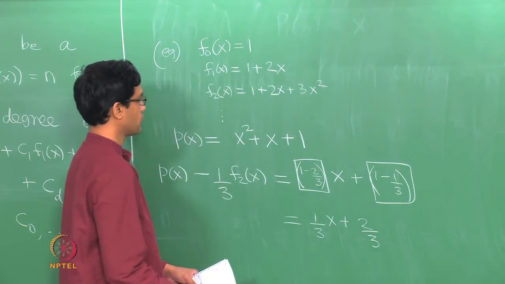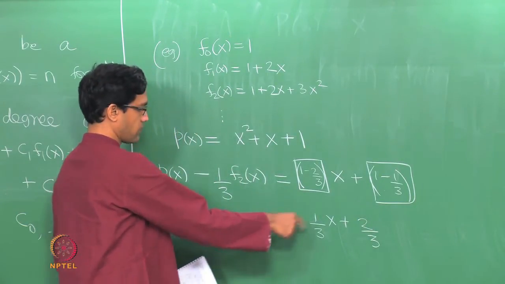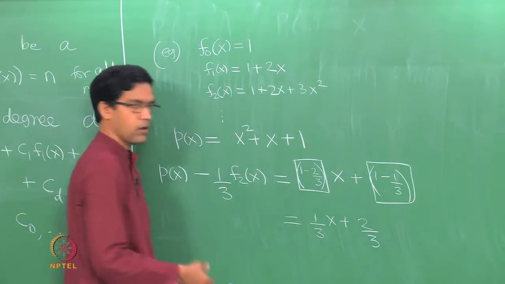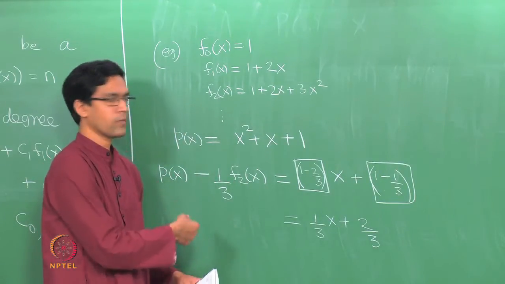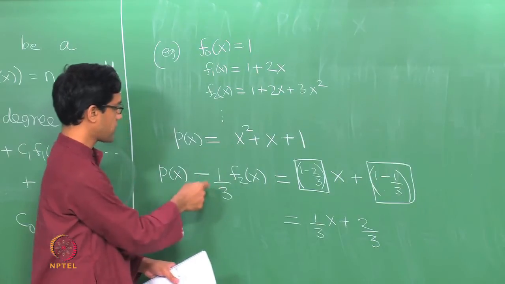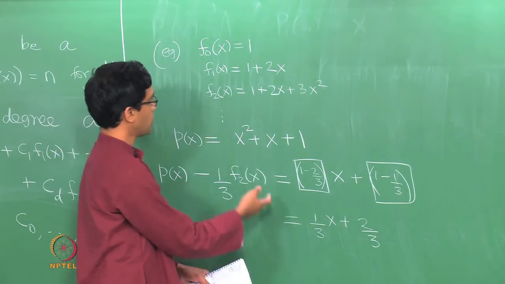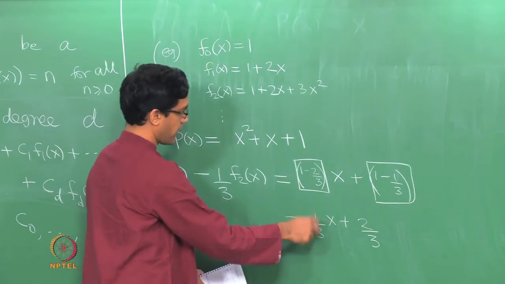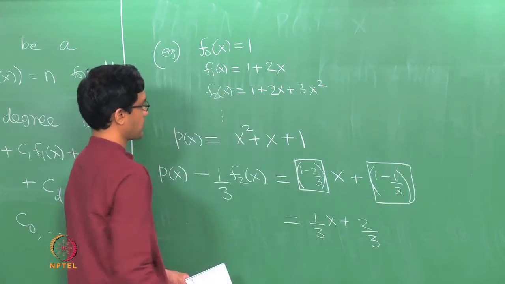Now again I do the same sort of thing. I look at the resulting polynomial. This is now of degree 1 smaller. The original polynomial was degree 2. After subtracting out, it is only degree 1. So now I try and match the coefficient of x with the coefficient of x in f1.